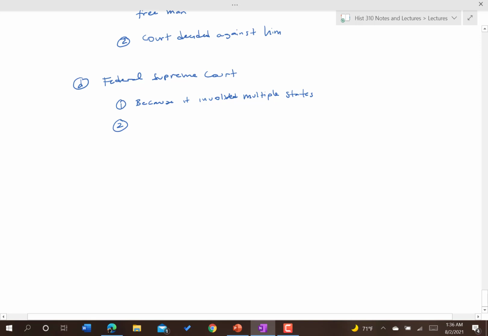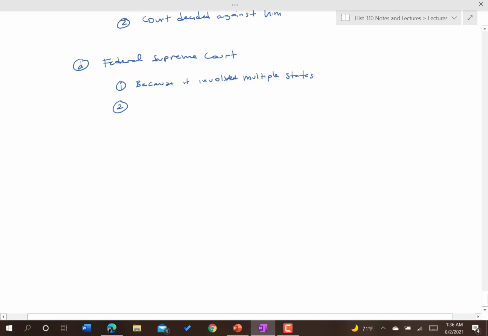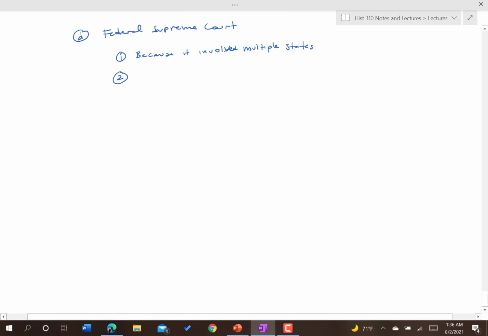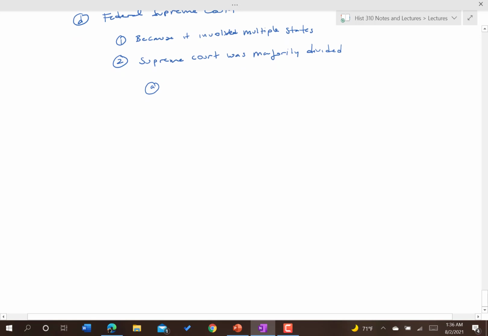And again, regardless of the final decision, Scott would be free, but the hope was to have a federal decision on slavery in the states and territories, and nullifying the Fugitive Slave Act was a big part of this. The Supreme Court was, we'll say, majorly divided, extremely divided with this case. So much so that they actually struggled to come to a decision on a single ruling. And so what they ended up having to do is they released separate decisions on each of the major issues.